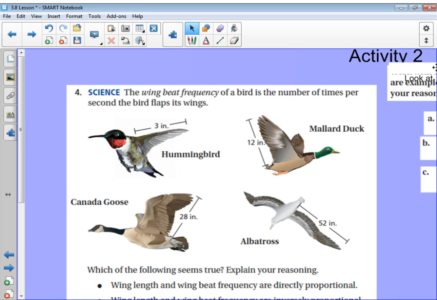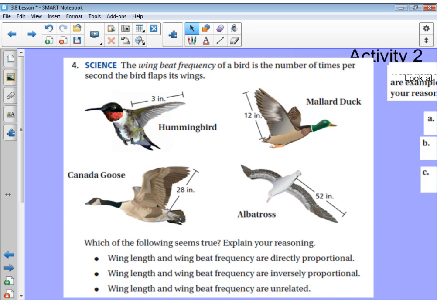Okay, so this is at the bottom or in the middle of page 85 of your book. So it says the wing beat frequency, so how fast the wings move, of a bird is the number of times per second the bird flaps its wings. So here they're giving us some pictures, and we have the hummingbird that has a 3-inch wing span or wing length, and a mallard duck that has a 12-inch wing length. The Canadian goose has a 28-inch wing length, and the albatross has a 52-inch wing length.